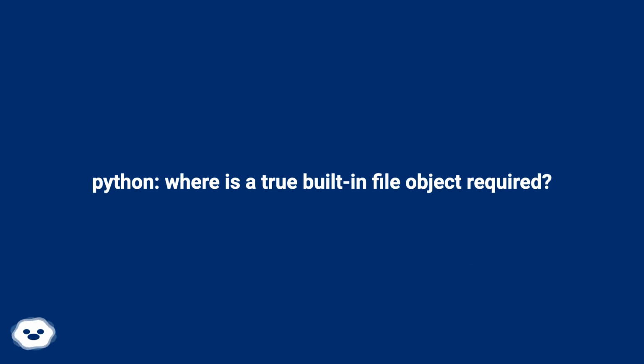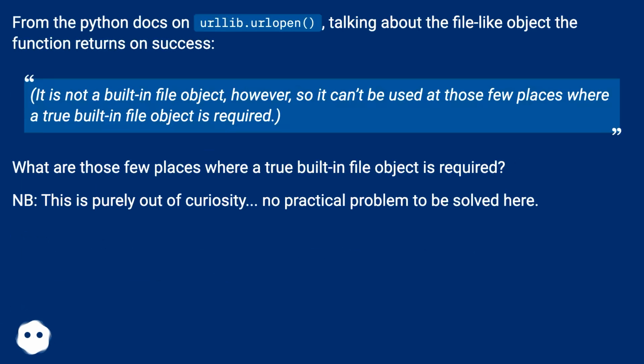In Python, where is a true built-in file object required? From the Python docs on urllib.urlopen, talking about the file-like object the function returns on success: it is not a built-in file object, however, so it can't be used at those few places where a true built-in file object is required. What are those few places where a true built-in file object is required? NB, this is purely out of curiosity, no practical problem to be solved here.